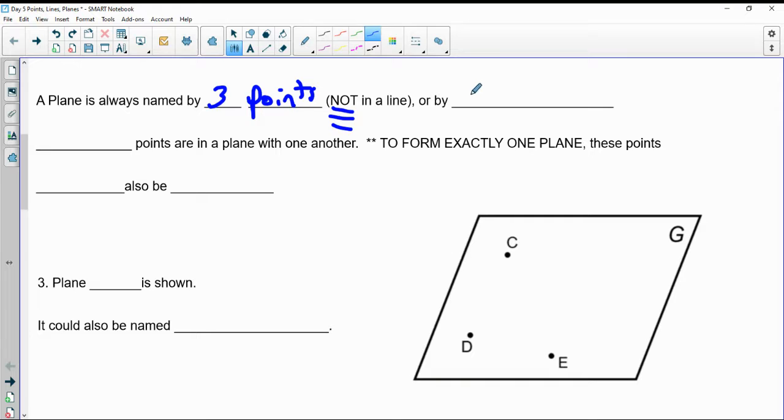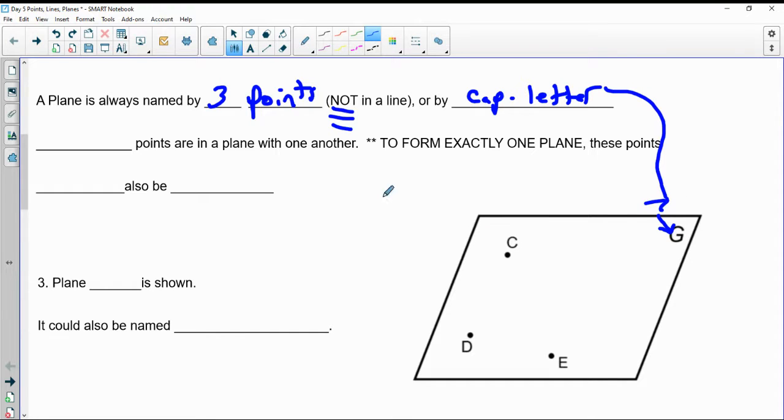You could also name it by a capital letter in the corner. So like G right there. See this capital letter? G is not a point. It's just a capital letter in the corner. There's no dot next to G. So you can also name it like that.